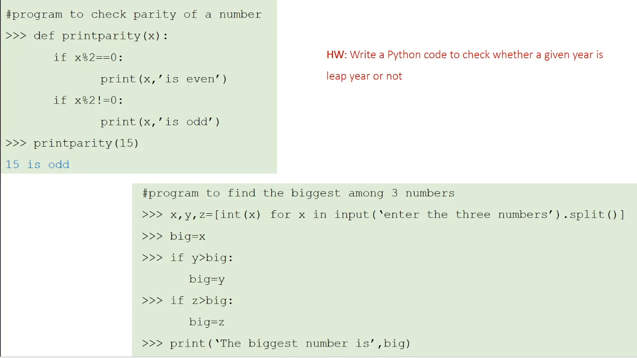So the best way is to input all the 3 numbers at once using the split function. The syntax may be slightly complicated, but once you get familiarized with it, it will become more and more easy. Okay, so this is the syntax. So you have the square bracket int x for x. x is a dummy argument. You can put any name here, it doesn't matter. In input, enter the 3 numbers dot split. Okay, so you can enter all the 3 numbers at once, separated by space.